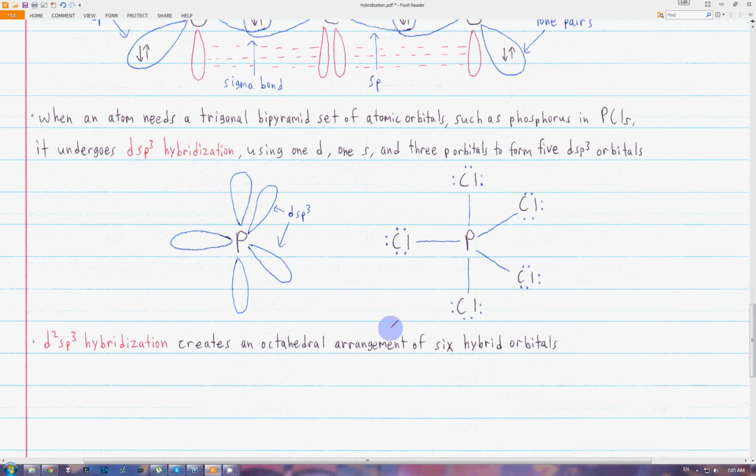The last type is d2sp3, and this creates an octahedral arrangement of 6 hybrid orbitals.